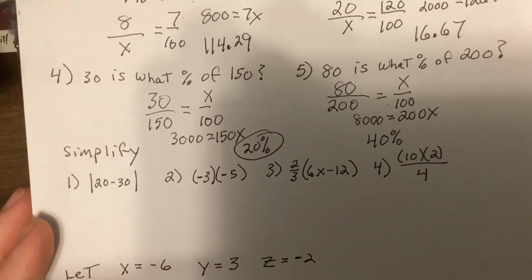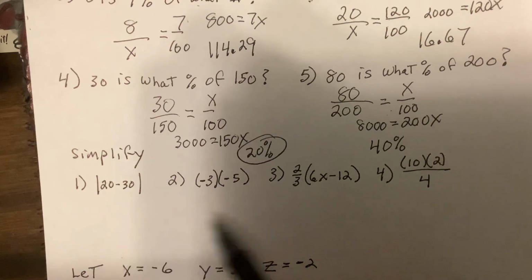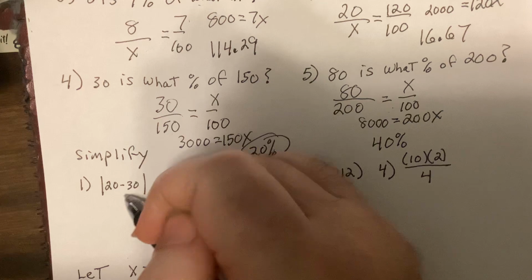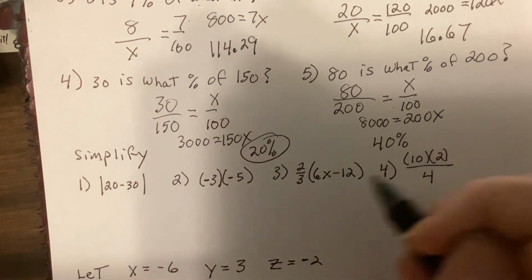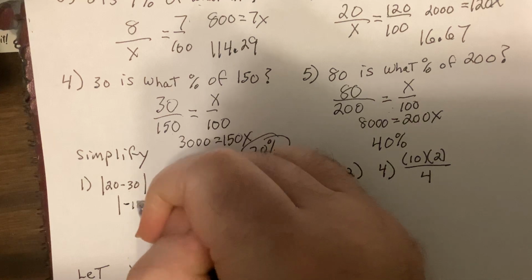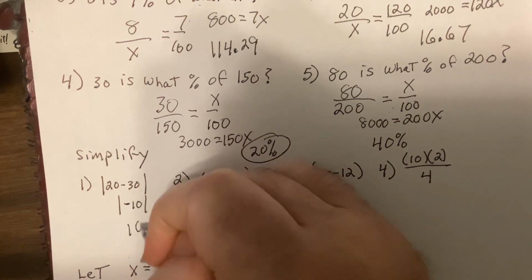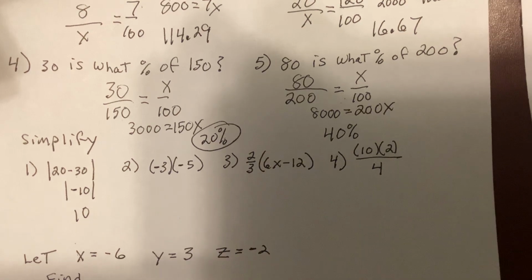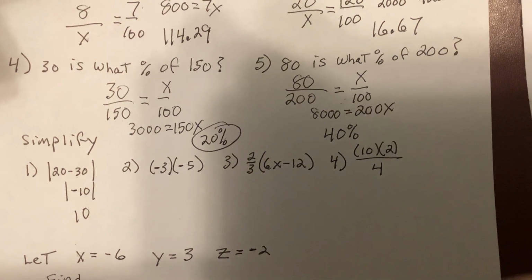Okay, now we have a section that has a bunch of easy ones. So just absolute value 20 minus 30, some basic algebraic operations. So it'd be the absolute value of negative 10. So it's 10. So these three, go ahead and do real quick and then turn me back on.